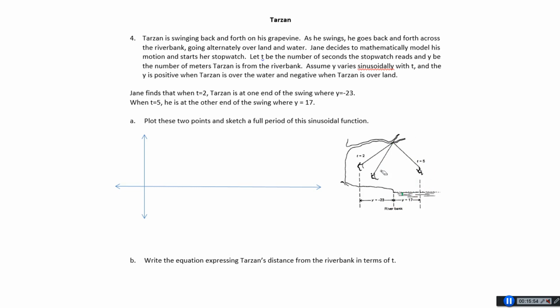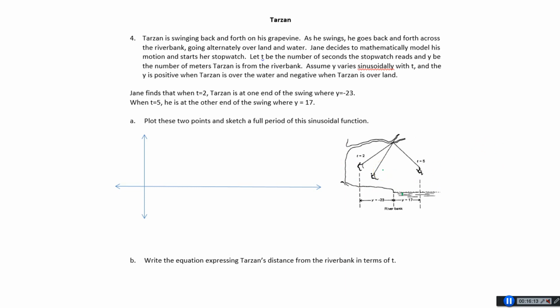So he swings back over the land, forward over the water, back and forth. Jane decides to mathematically model his motion. Of course, why not? So she starts her stopwatch. T is the number of seconds the stopwatch reads, and Y is the number of meters Tarzan is from the riverbank. So he goes forward over the water, then back over the riverbank, water, riverbank.